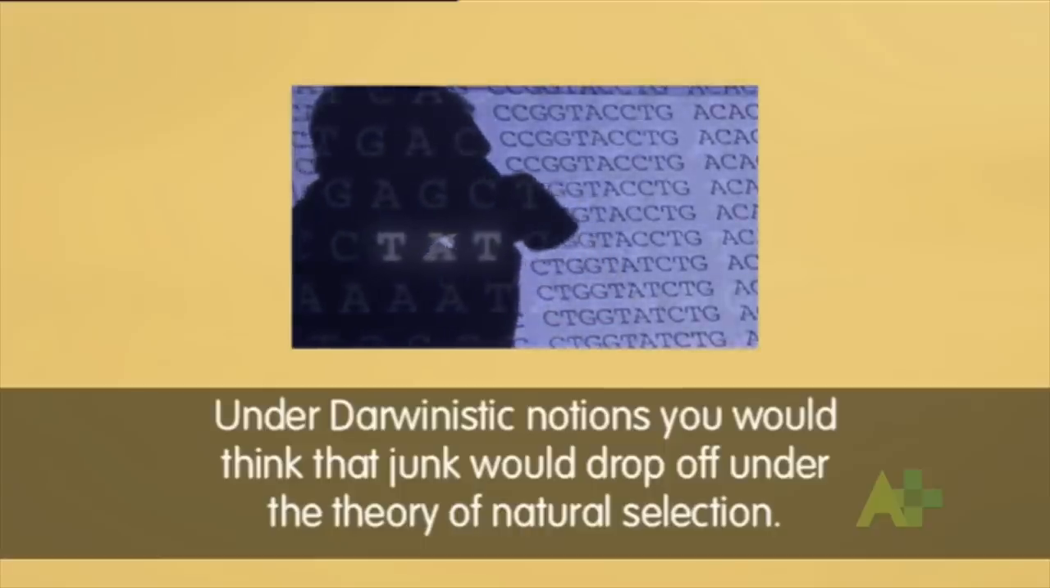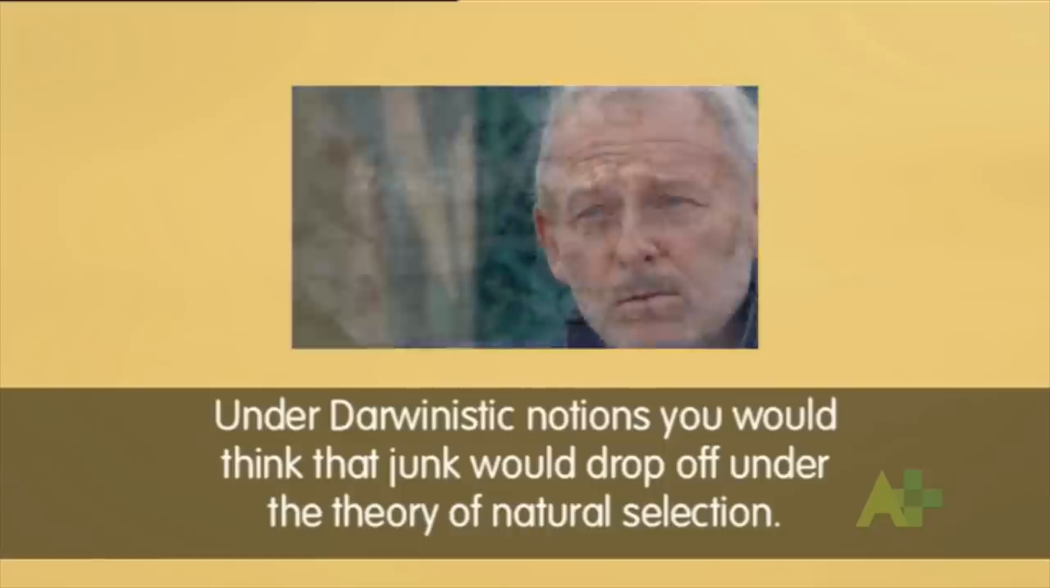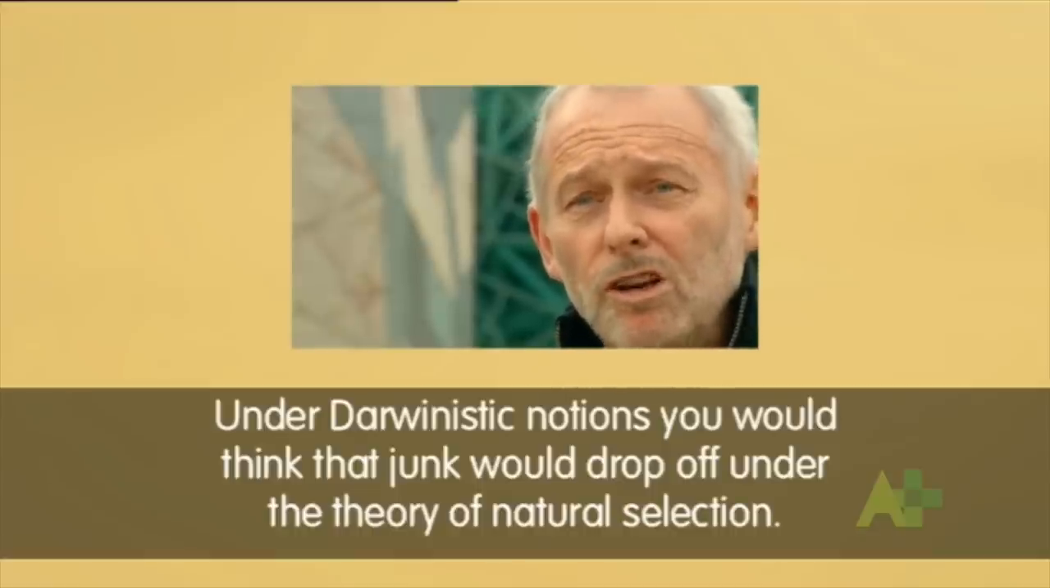Finally for today, let's have a look at how you can form adjectives from people's names. Under Darwinistic notions, you would think that junk would drop off under the theory of natural selection. He says under Darwinistic notions. Darwinistic here is an adjective, but it's got a capital letter. Do you know why? Well, that's because it comes from the name Darwin, referring to Charles Darwin, who developed the theory of natural selection. But it's got two suffixes, ist and ick.